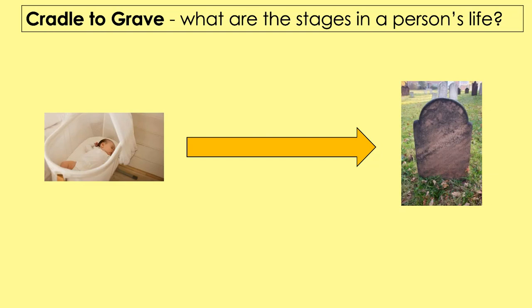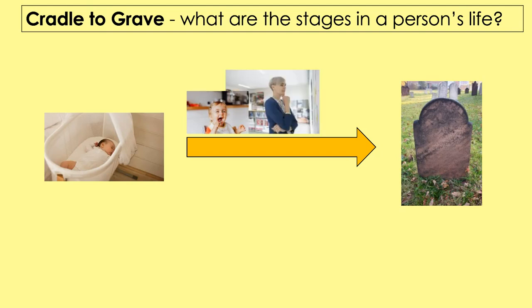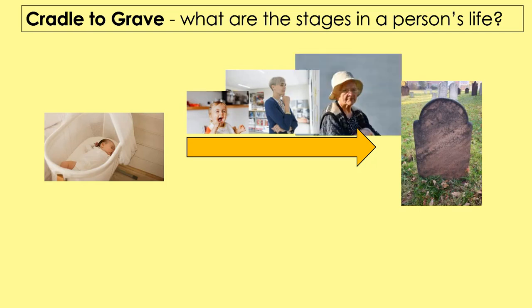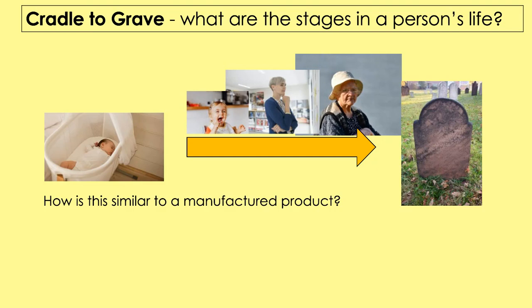If we're talking about people, you've got the cradle, where the baby has been born. You've then got childhood. Then, skipping adolescence, you've got adulthood, then old age, and then you've got the death. So how is this similar to a manufactured product?